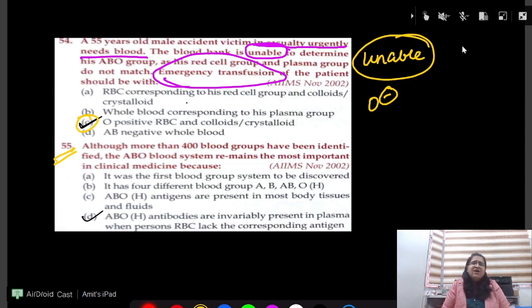Okay. Next, although more than 400 blood groups have been identified, the ABO blood group still remains the most important in medicine, because it was the first blood group to be discovered. Yes. It has 4 different blood groups. Yes. C, ABO antigens are present in most body tissues. Yes. D, ABO antibodies are invariably present in the plasma when a person lacks on RBCs the corresponding antigen. All 4 are true, but what is the answer? The answer is D, because they are invariably present. The Landsteiner law 2 is possible in the ABO blood group.